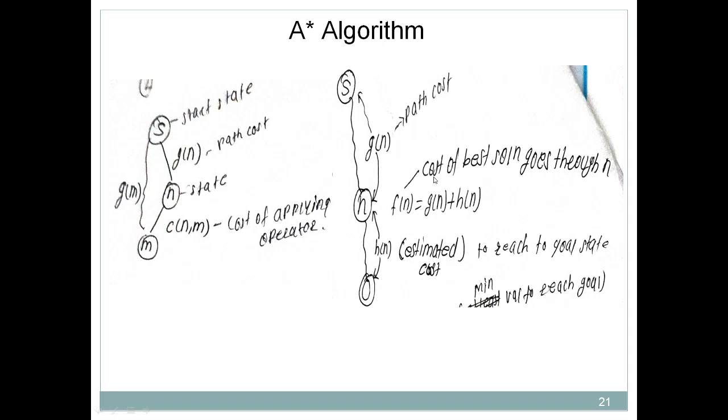So what is the f value? F value is a cost. The f value represents the total cost for that particular state.